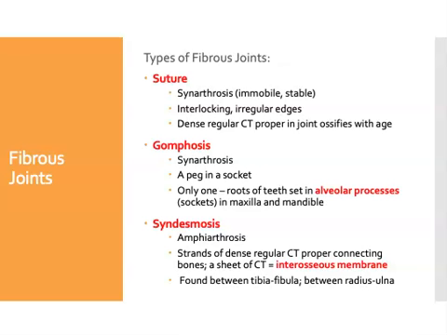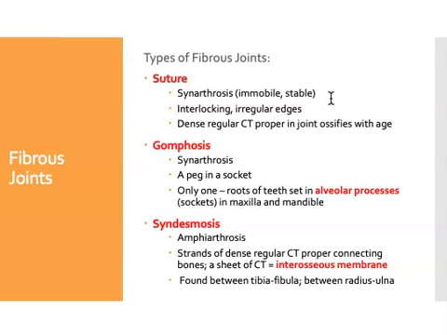Suture fibrous joints are the synarthrosis type. These are immobile, very stable joints. They have interlocking edges between the bones. So the edges are irregular, they're not smooth. If you think about, again, the joints that hold the skull bones together, those are suture type fibrous joints.